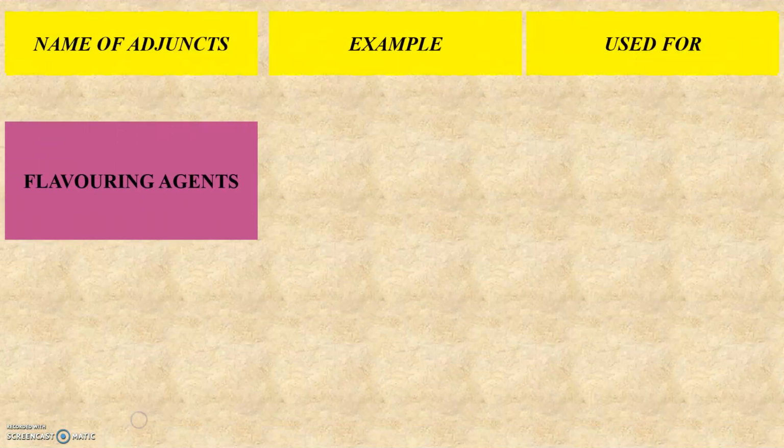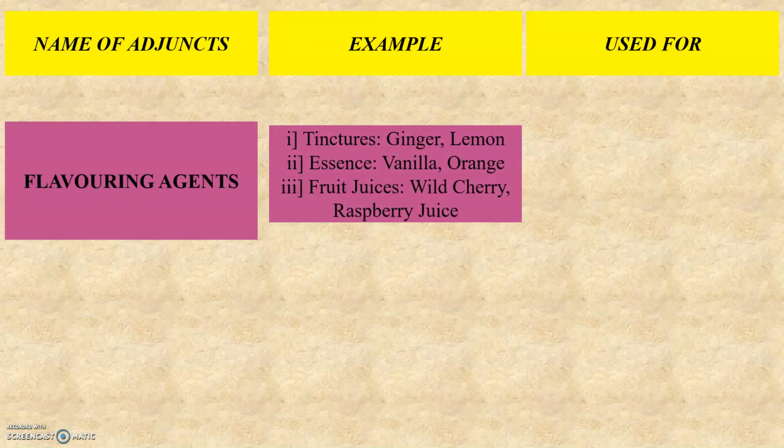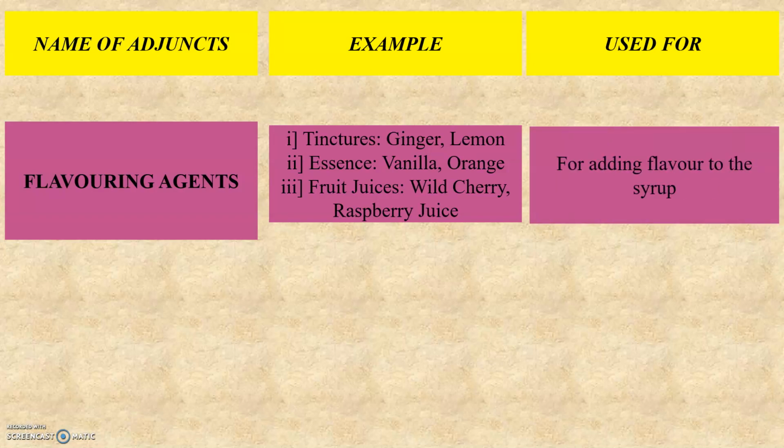Then the next adjunct is the flavoring agents. Flavoring agents used are tinctures, in which ginger tincture, lemon tincture, or essence is used, that is vanilla or orange. Then fruit juices are used as flavoring agents, for example fruit juices like wild cherry and raspberry juice. These are used for adding flavor to the syrup.